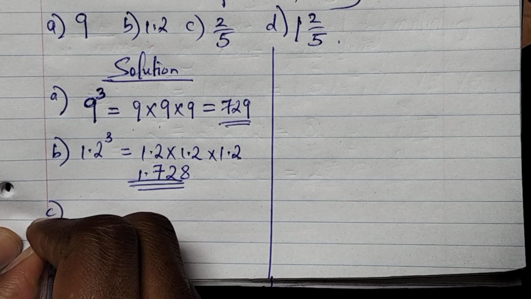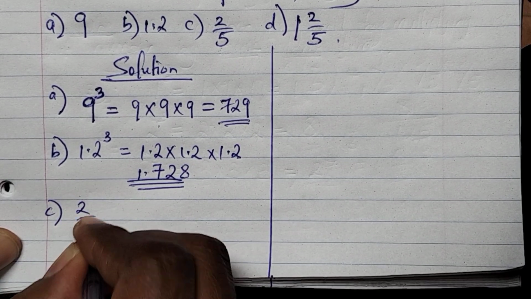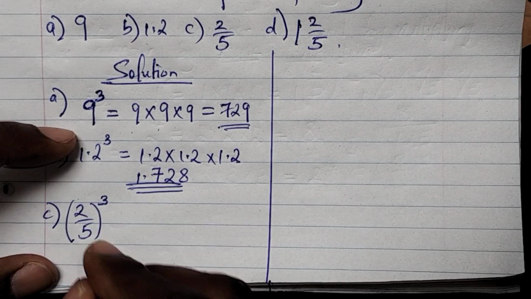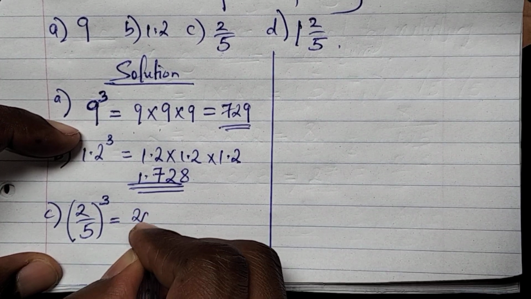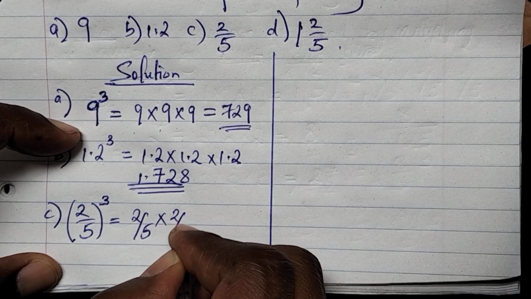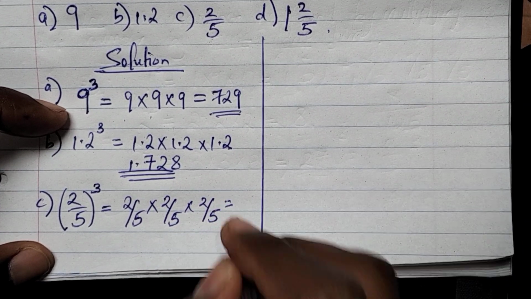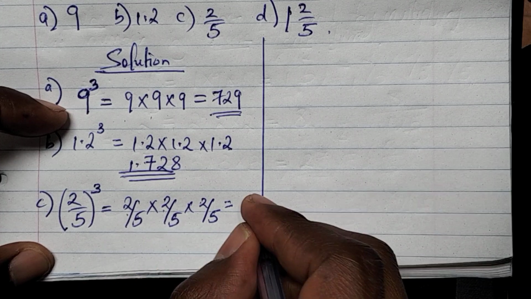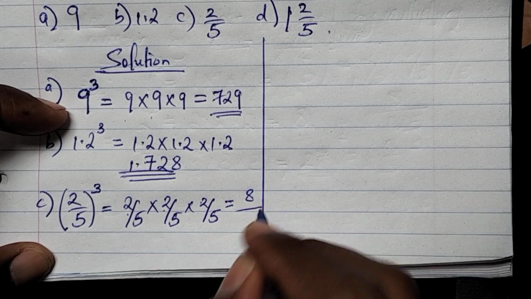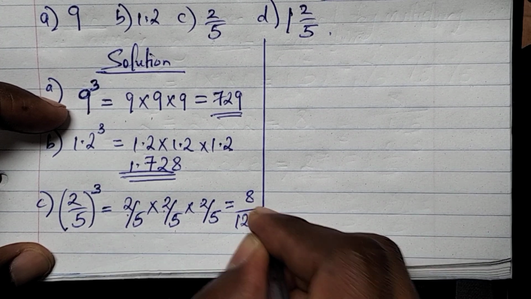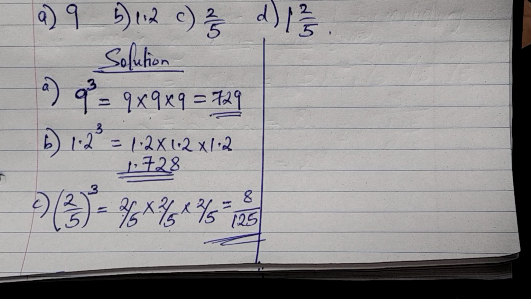C is 2 over 5. We put the brackets, cubed. This is the same as multiplying 2 over 5 times 2 over 5 times 2 over 5, which is equivalent to 2 times 2 times 2 is 8, over 5 times 5 times 5 is 125. So that also has been found.